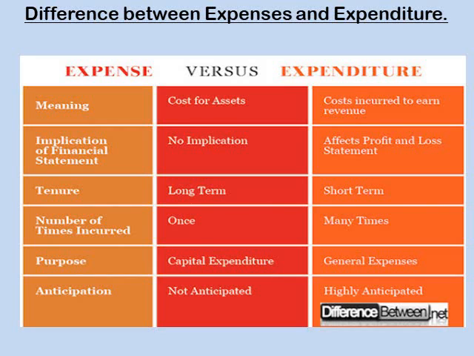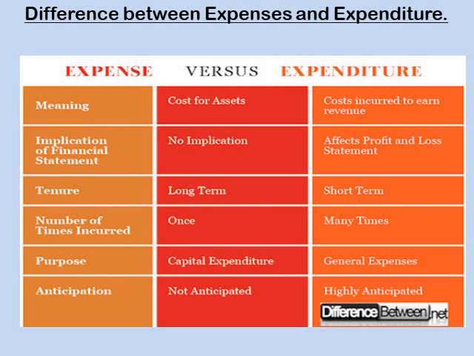Number three is tenure. Expenditure is for a long period of time. It means if I buy a car and that car is my asset, the expenditure which I have made on the car, I will not make again for the next 5 years or 6 years, or for a long period of time. Expenses are for a short period of time. It is very short term.